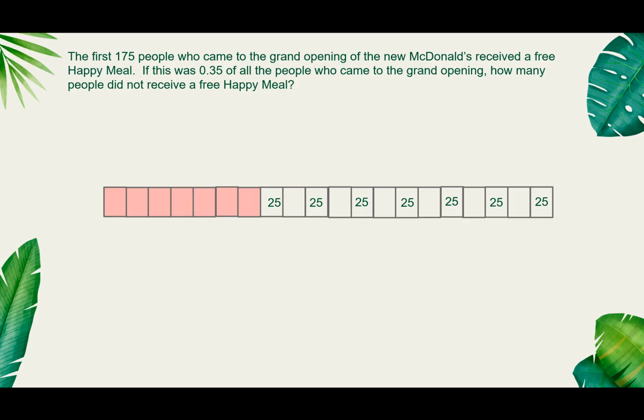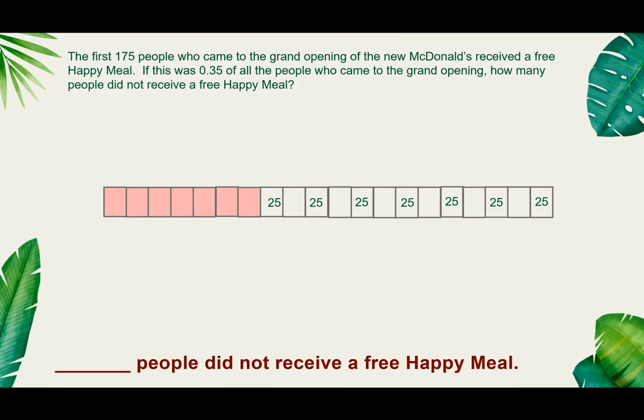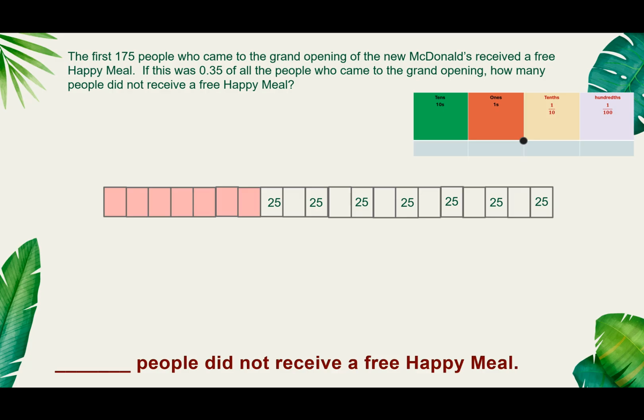The first 175 people who came to a grand opening at McDonald's received free Happy Meals. So if this number was 0.35 of all the people who came to the grand opening, how many people did not receive? Okay, so let's go ahead and answer the question. Blank people did not receive. So let's understand first what 0.35 means. That would be 3/10 and 5/100.